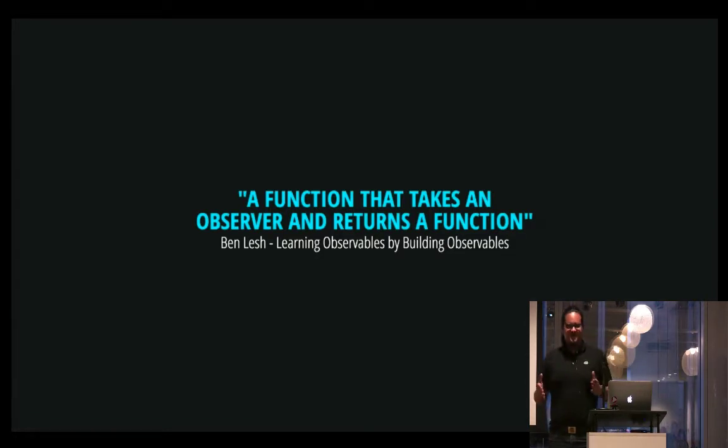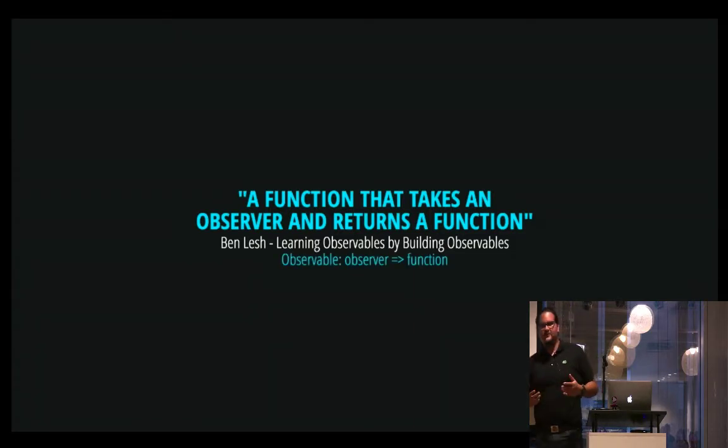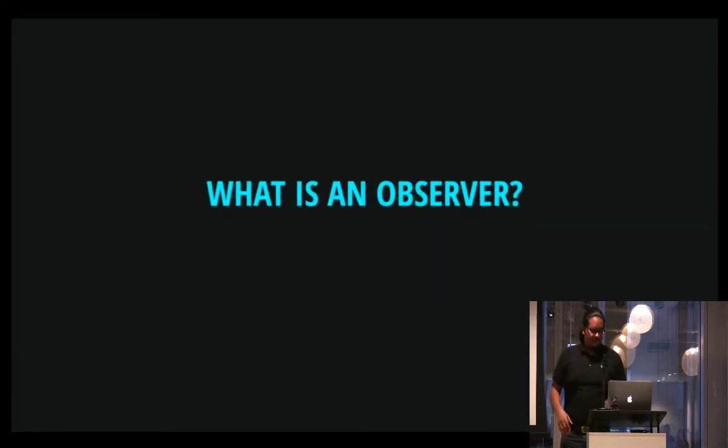And I think in one sentence you can explain what an observable is just by saying an observable is a function that takes an observer and returns a function. So these are all kind of concepts that we already know except for the observer. So let's break that down a bit. If I were to give you a typing of what this would look like, an observable would just be a function, takes in an observer and returns a function. So we all know what functions are, but what about the observer?